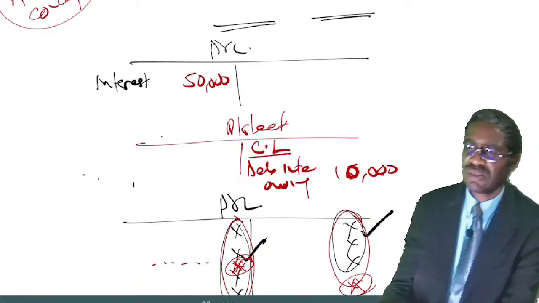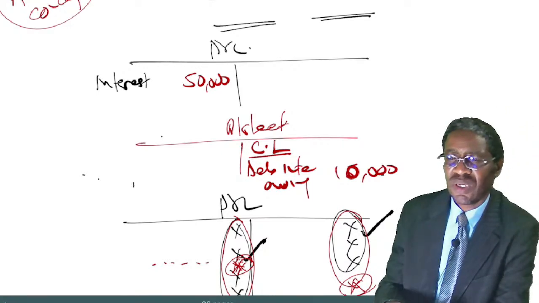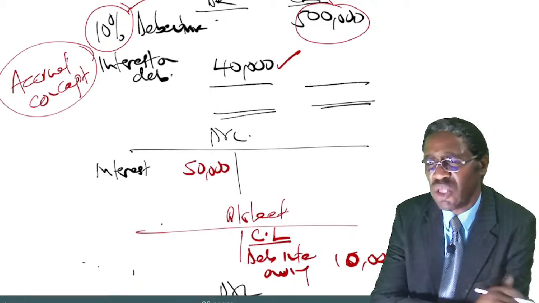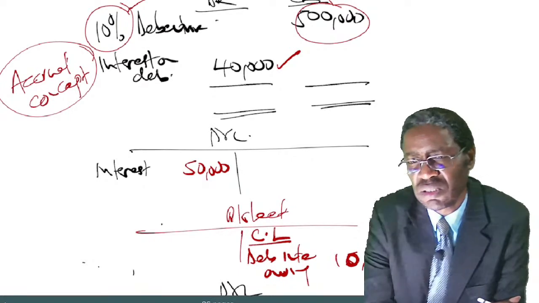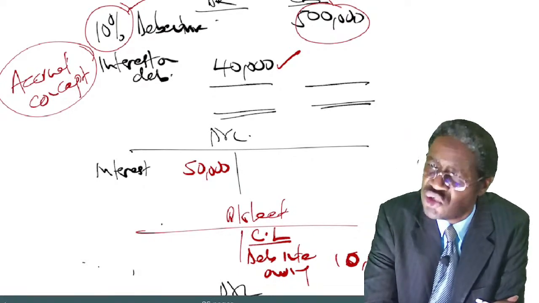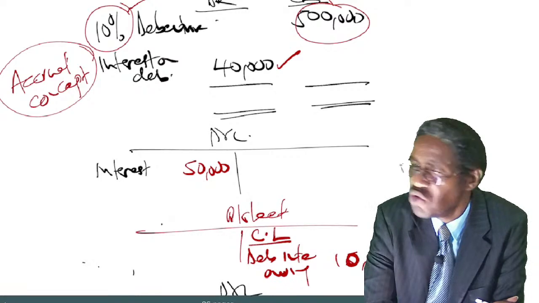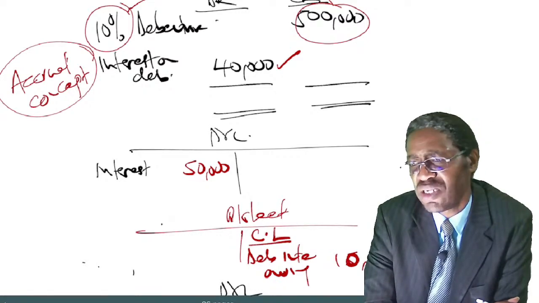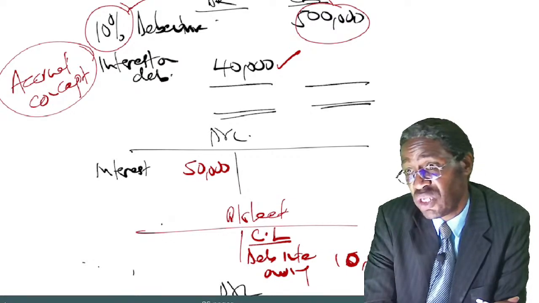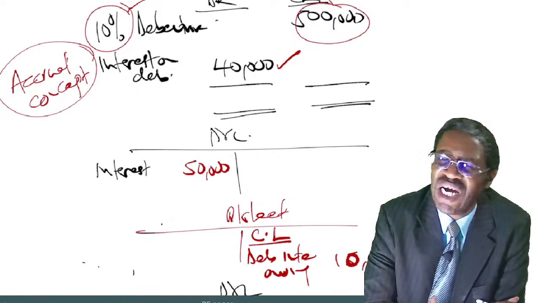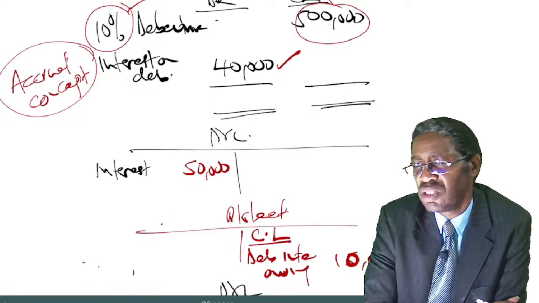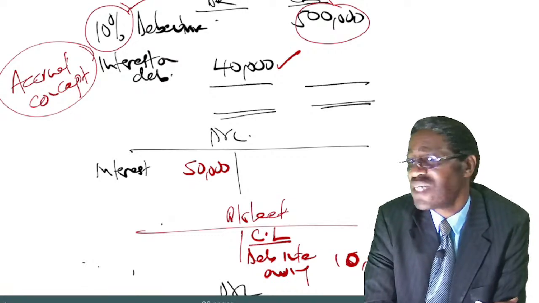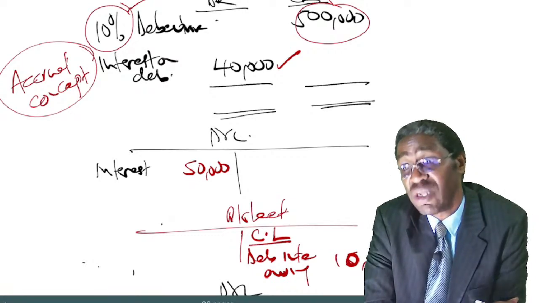But listen, what you took to the P&L account as 50 is not what you actually paid. You just took 10% of 500 to be the charge for the year. Whether the company had paid it or not, your income statement doesn't bother. What bothers is the balance sheet.